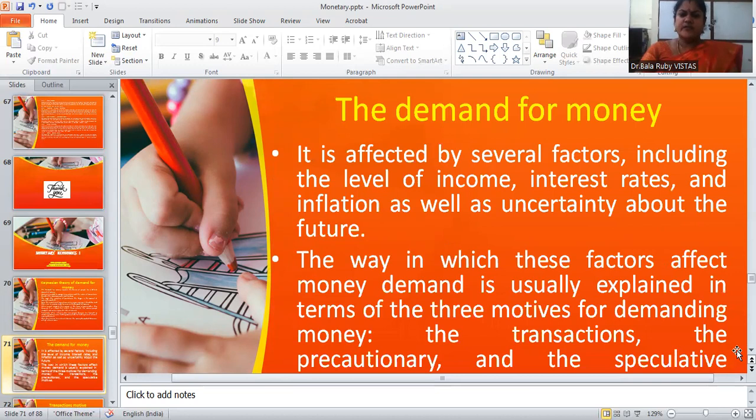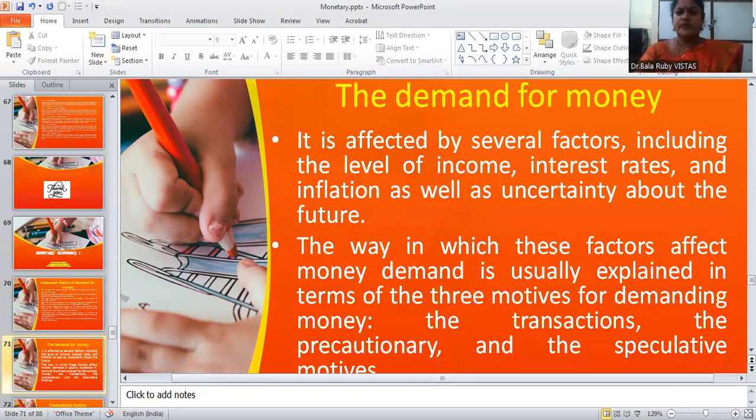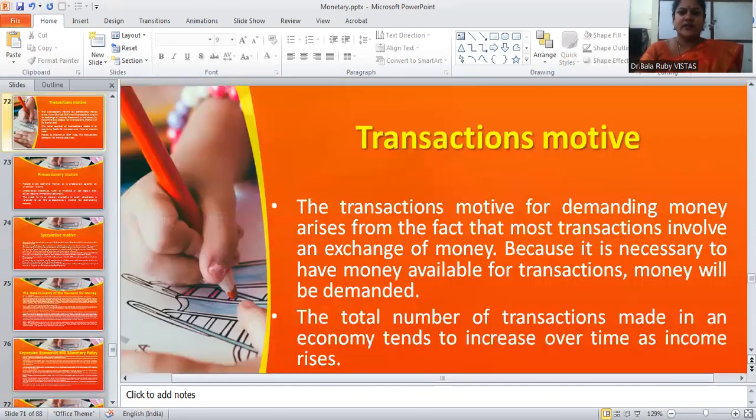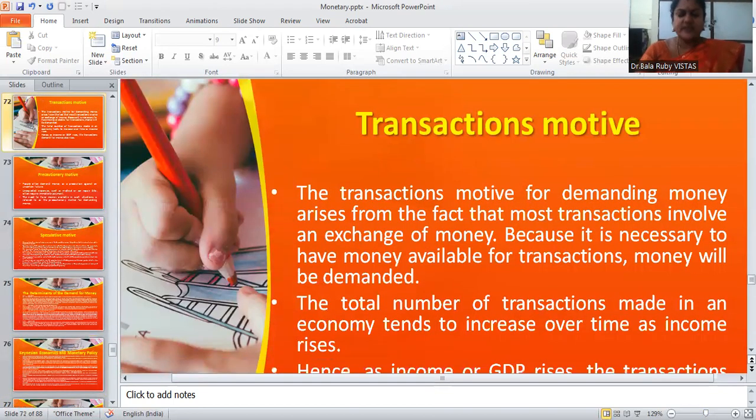So next, let us concentrate on the demand for money. It is affected by several factors including the level of income, interest rate, and inflation, as well as uncertainty about the future. The way in which these factors affect money demand is usually explained in terms of three motives for demanding money. One is transaction motive, second one is precautionary motive, and the third one is speculative motive. So these three are the different motives. First, let us concentrate on the transaction motive.